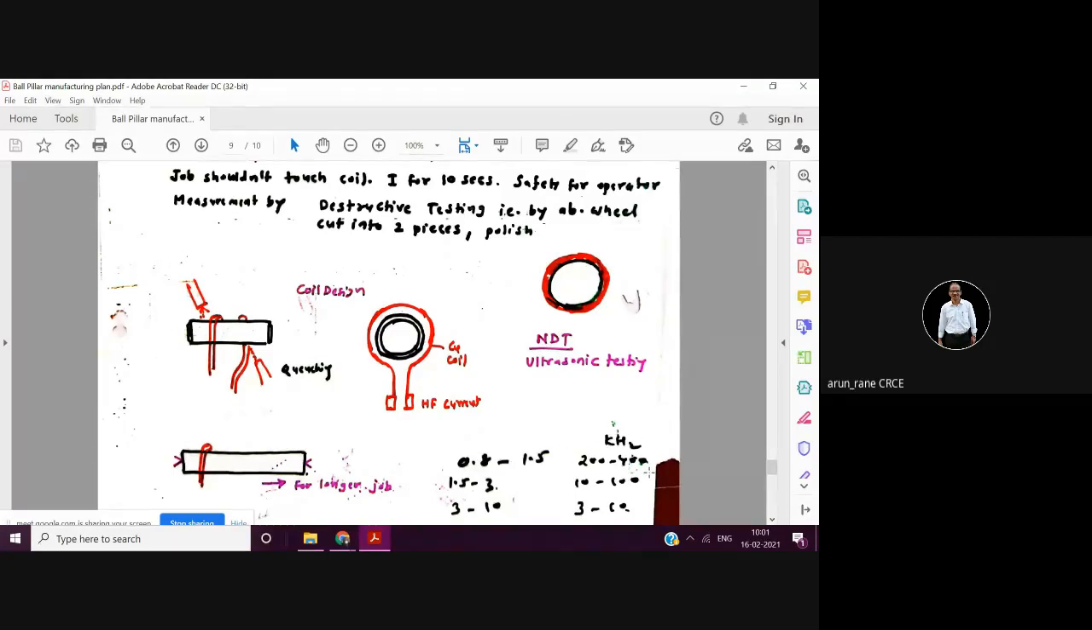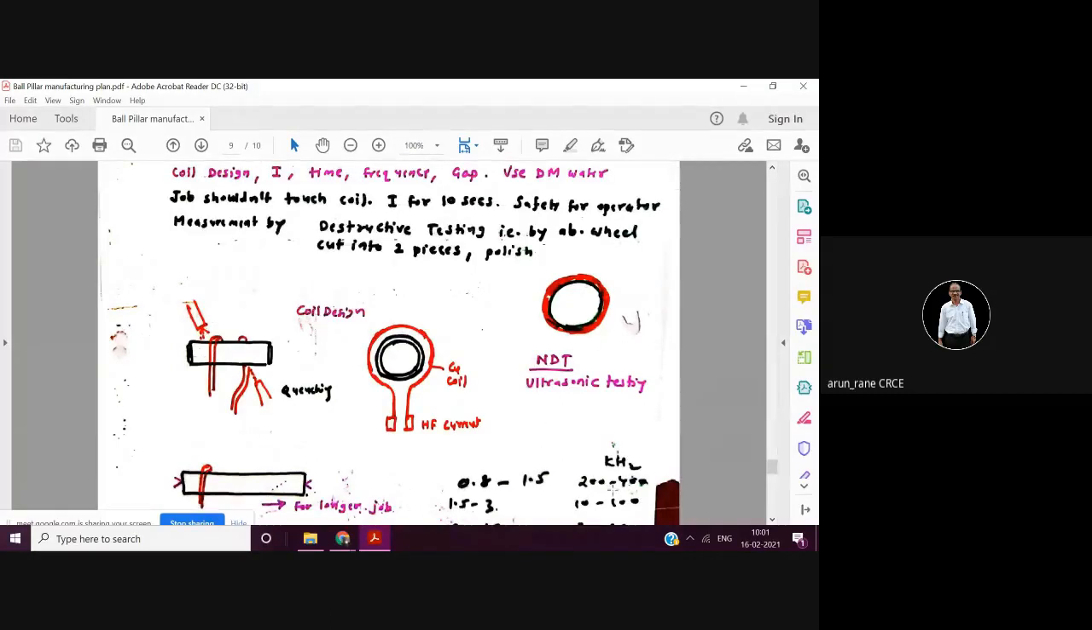So instead of that, the trend is to keep the frequency the same, so that you don't need a frequency generator, and you just vary the current and the time. On the electrical panel, you will have a selector switch for selecting the current and for selecting the time.